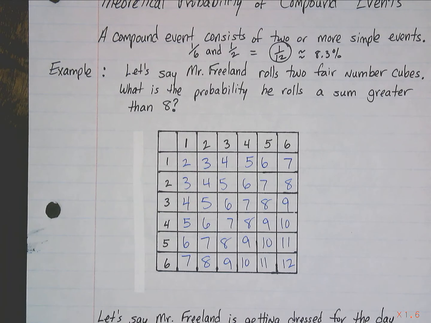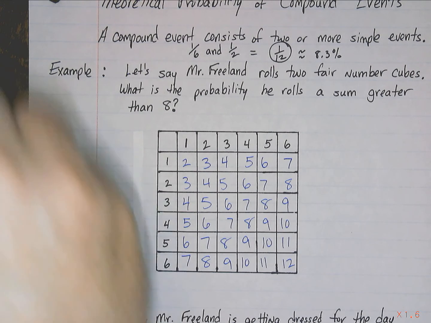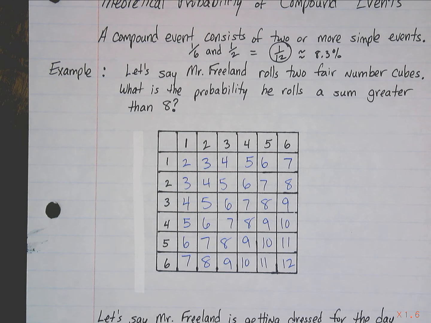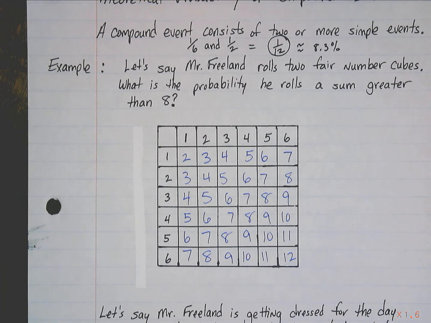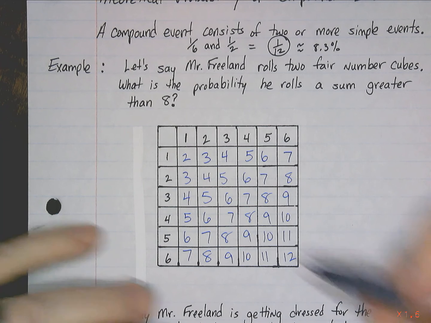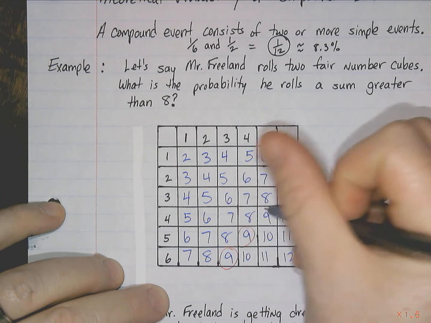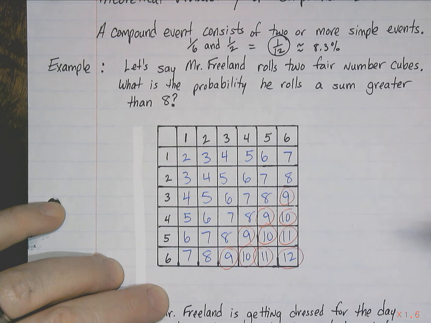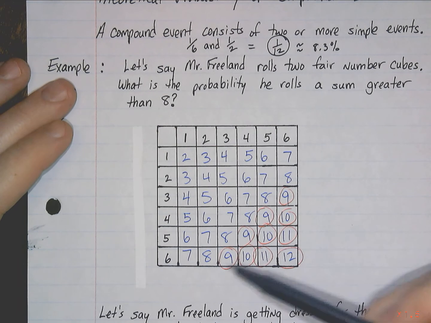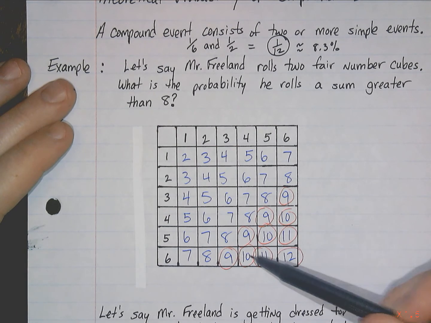And then what we want to do is find out which 2 dice have a sum greater than 8. So how many times do they occur that's greater than 8? Well, 9's greater than 8. 10's greater than 8. 11 and 12. Well, how many do we have that are greater than 8? 1, 2, 3, 4, 5, 6, 7, 8, 9, 10.